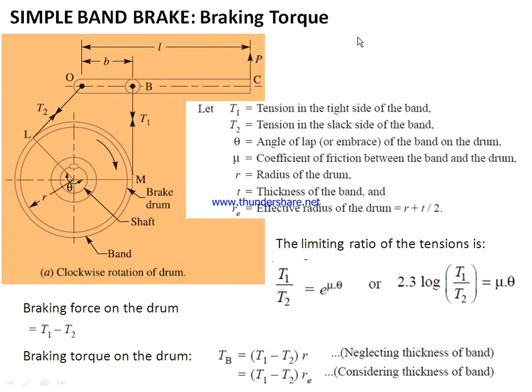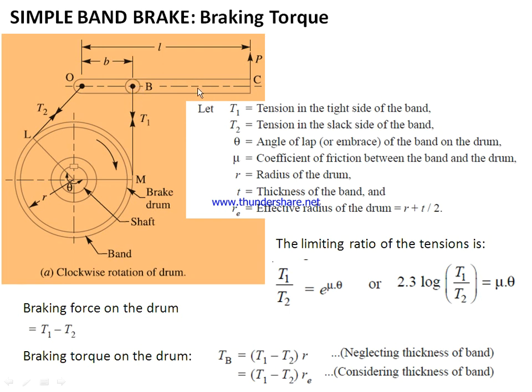Now the second type of brake that we have to discuss is a simple band brake, and we will determine the equation for the braking torque for this simple band brake. Now this is the wheel or the drum, the rotating drum. In this case it is rotating in the clockwise direction, and R is the radius of the drum, and this is the band which is wound around this rotating drum, one end of which is attached to this point O, and the other end is connected to point B.